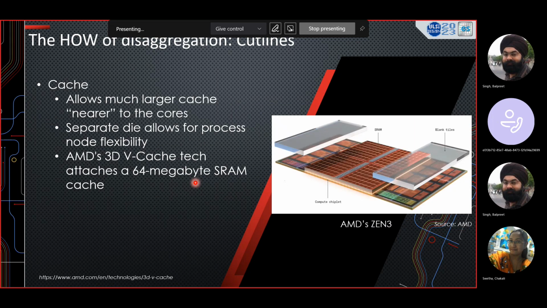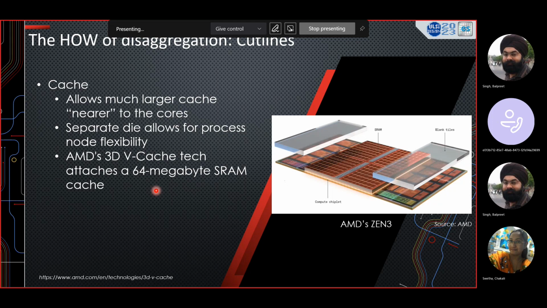Here is an example from AMD Zen 3, and another very good candidate for disaggregation is the caches. Normally when we think of caches, we are thinking about some range of megabytes, but here in AMD's Zen 3, the V-cache provides you a whopping 64 megabytes of SRAM cache. Having this in a single, monolithic die would probably not be feasible for many different reasons. So this is another very good way where you can allow much larger caches to be sitting closer to the cores. When I say closer, again, it's in a different dielet, but it might be sitting just beneath the core. That's a possibility.